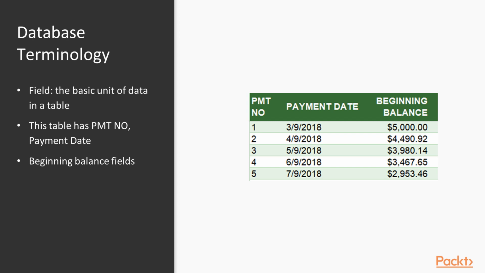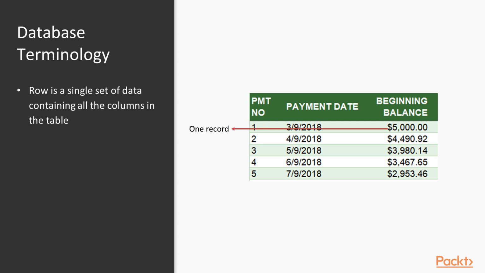Field, the basic unit of data in a table. A field in the database can be thought of in a similar way to a variable. And we've got field types, for instance, text, long text, integer, date, and blobs. Blobs mean that you can store binary large objects like audio or photo files. A column is another name for field. A row is a single set of data containing all the columns in the table. This table has 5 rows and the selected data is $5,000, that is one record. Virtually all relational database systems use SQL for querying and maintaining the database.